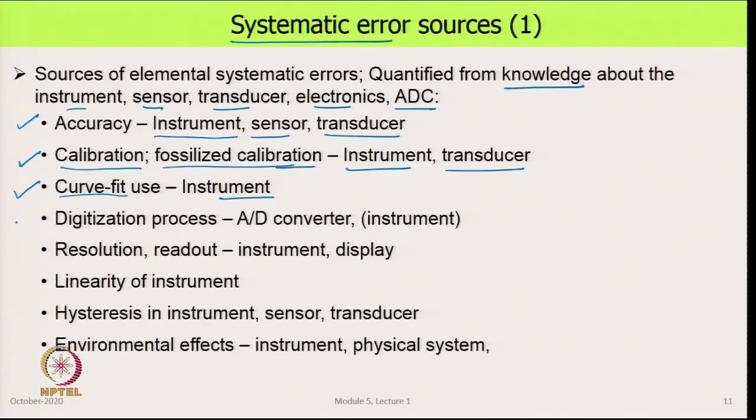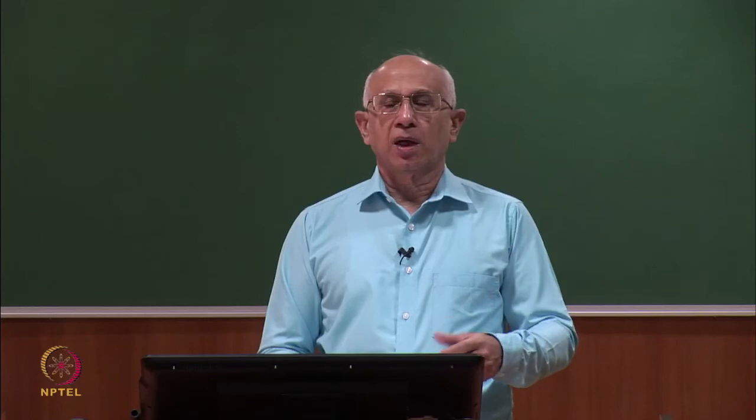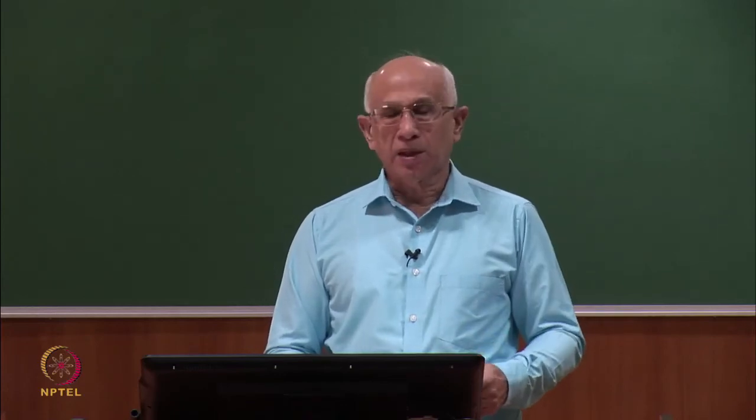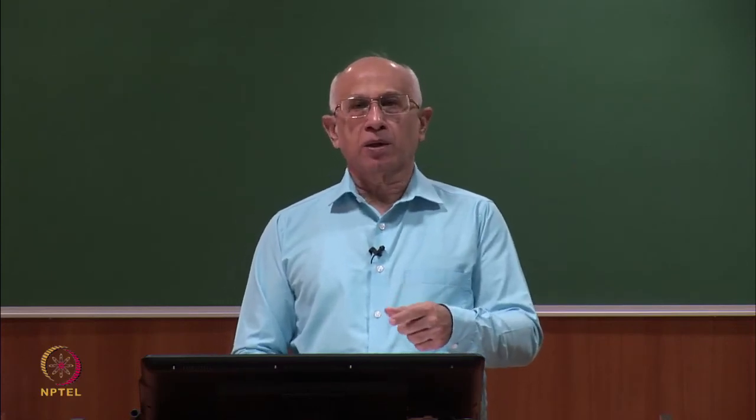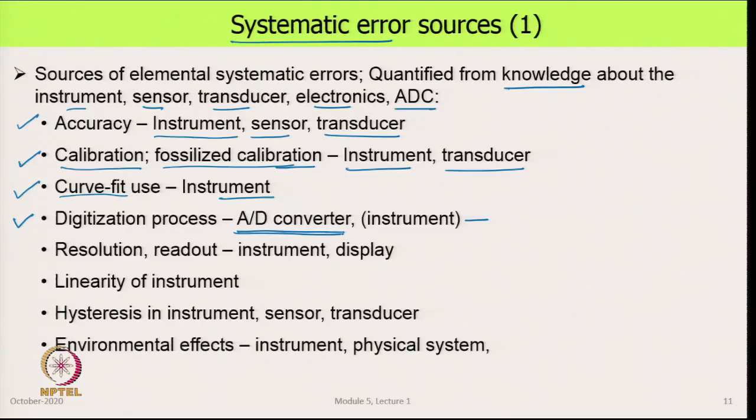The fourth source of error is in the digitization process, and this is associated with the analog to digital converter if it is a separate entity, or in many cases it could be integral to the instrument itself. An example of that is these days everywhere we are seeing non-contact temperature measurement for COVID-19 detection. It has a sensor which picks up a signal, and inside that it does all the filtering, amplification and the A to D conversion, and finally displays a digital number. So, that is an example of an instrument where the A to D converter is an integral part of the instrument itself.